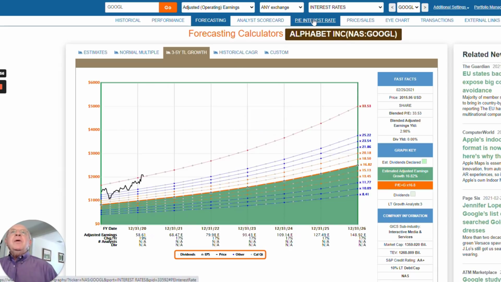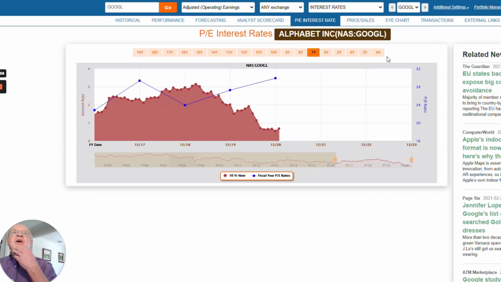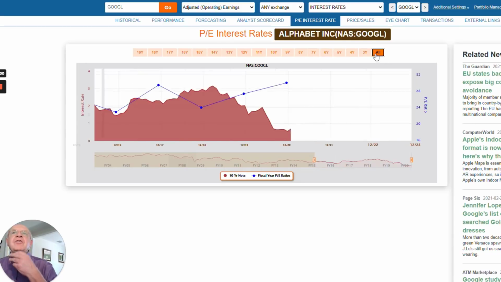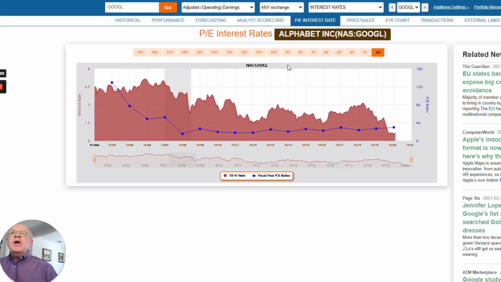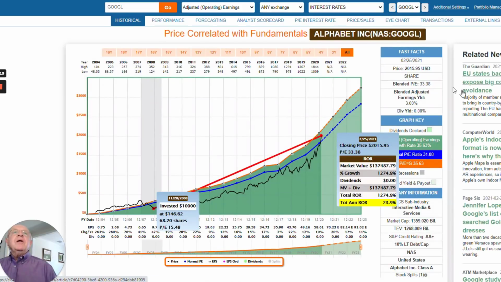But look at the PE to interest rate graph on this company over its history here. I think this is a really, really telling story. Here's a case where, because of the slowing of growth, that was the factor that mattered most in the case of Google. We went from having a PE ratio of 129 back in 2004 to last year's ending PE ratio of 29 and the current blended PE ratio of about 33.